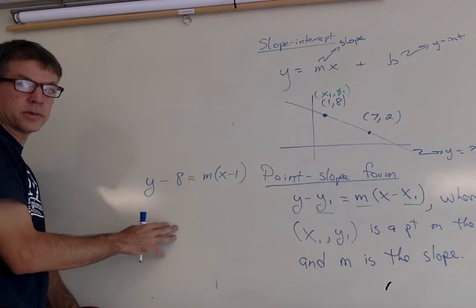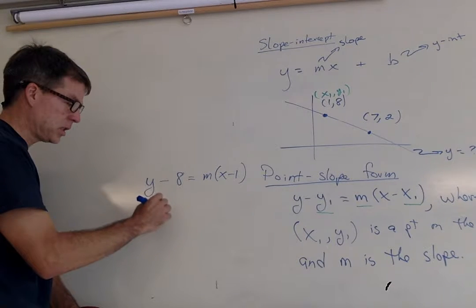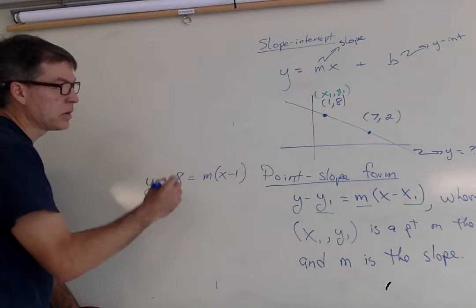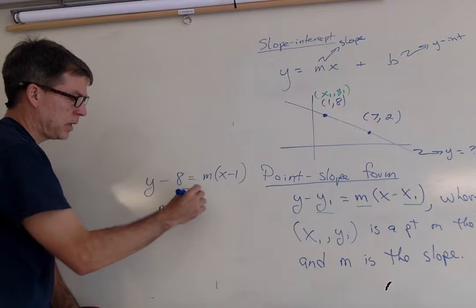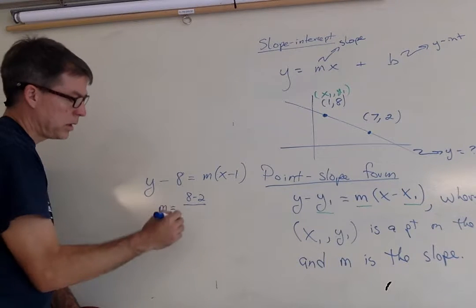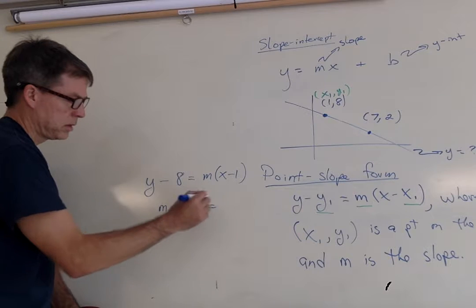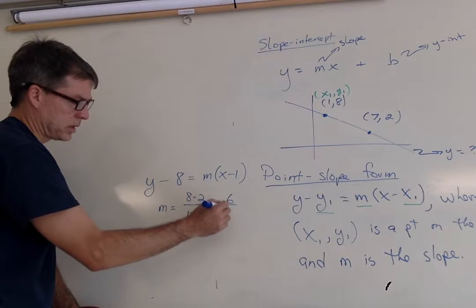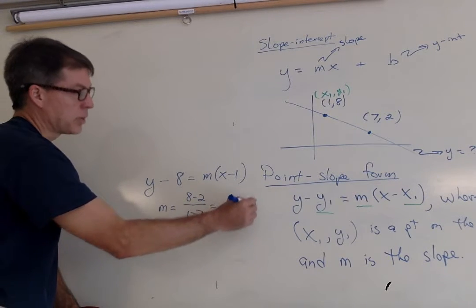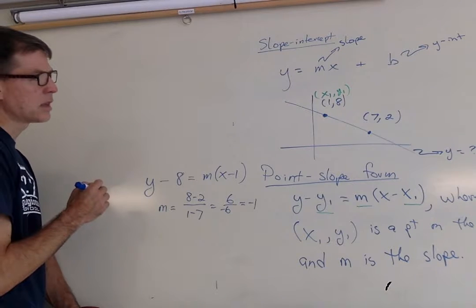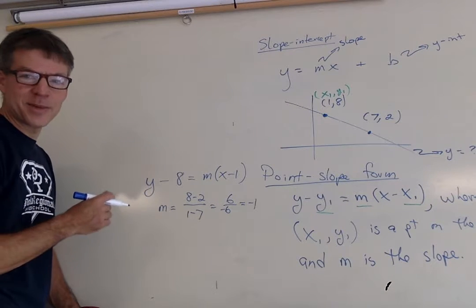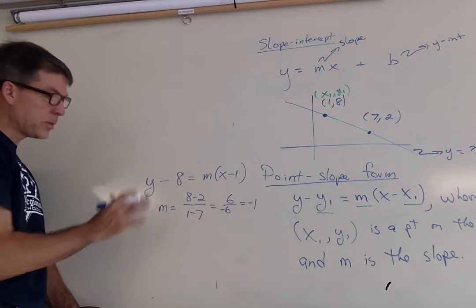How do you find slope? Well, change in y divided by change in x, right? My m is going to equal 8 minus 2 over 1 minus 7, which is 6 over negative 6. Oh, jeepers. I didn't actually mean for this to happen. I'm getting a slope of negative 1. Did I do that right? Yeah, I think so. So my slope is negative 1.